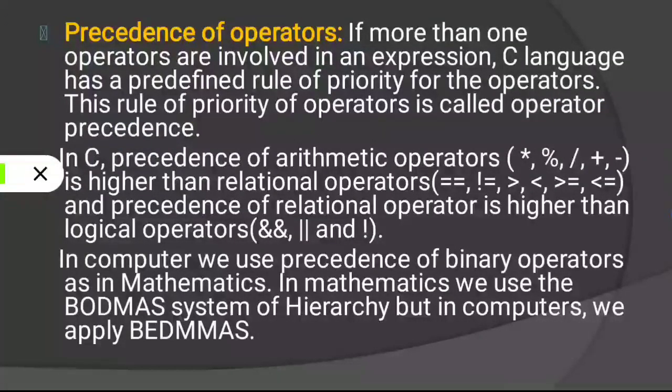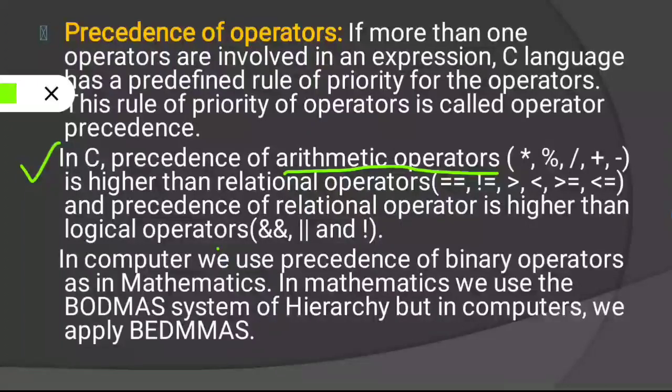See, in C, precedence of arithmetic operators is higher than relational operators. You have to remember this. Precedence of relational operators is higher than logical operators. It means first we will solve arithmetic operators, then relational operators, after that logical operators. This is the rule or method to solve any expression.